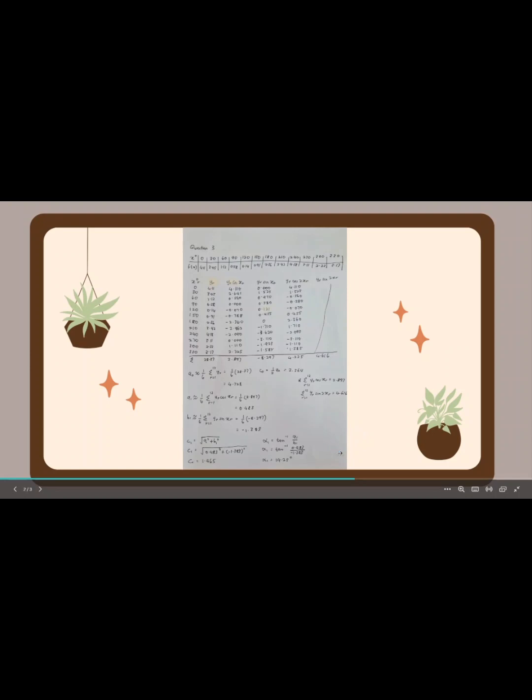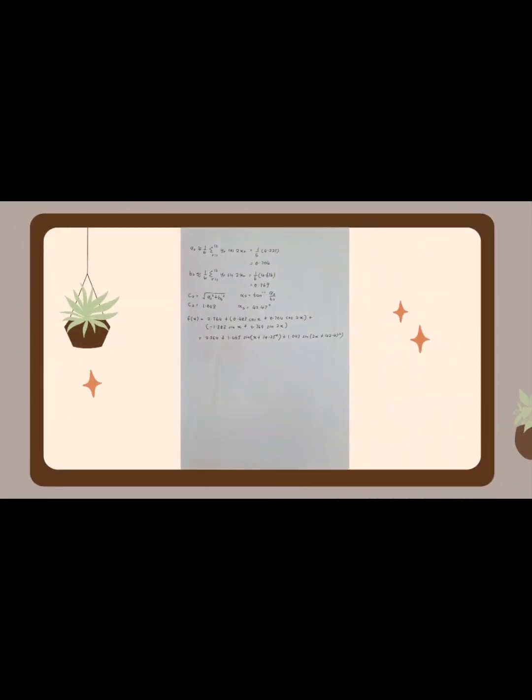Then we can proceed with finding our C1 and alpha 1. To find alpha 1, we use this formula, and we find that C1 is 1.465, and then we can also find alpha 1. Alpha 1 is in the fourth quadrant, so it's supposed to be this angle. And then this is the first harmonic. The question asks for the second harmonic, so we proceed with the second harmonic.